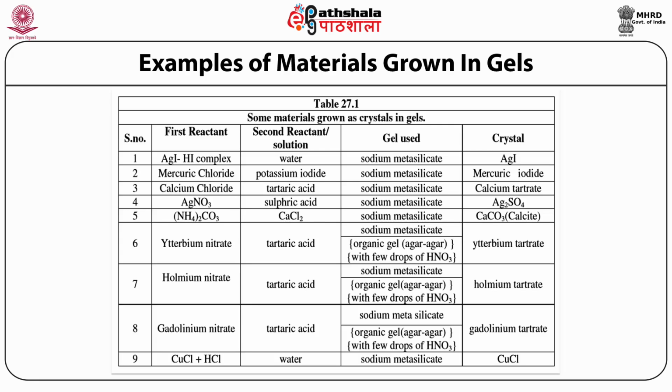At serial number 8, gadolinium nitrate is the first reactant. The second reactant is tartaric acid. Again, here the gels used are both sodium metasilicate and the organic gel, that is agar-agar, wherein a few drops of HNO3 are added. And the crystal grown by using these reactants is gadolinium tartrate.